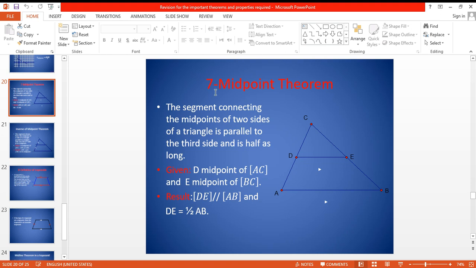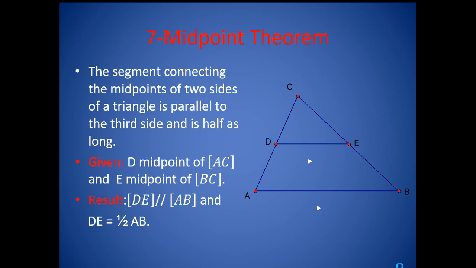It's called 7. We have the midpoint theorem in a triangle. Oh, the midsegment. And we also have the midsegment in a trapezoid. So let's start with the midpoint theorem in a triangle. Okay, if I have here a triangle, CAB is a triangle.